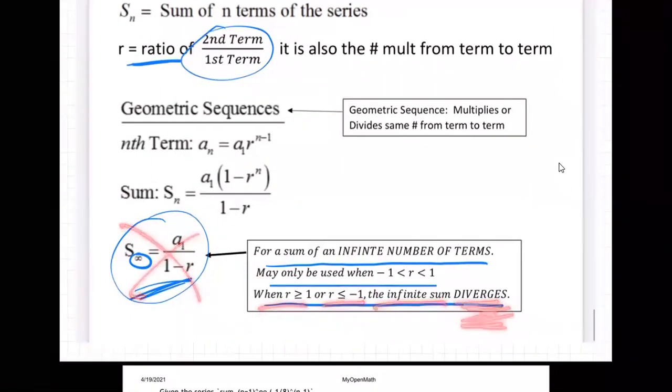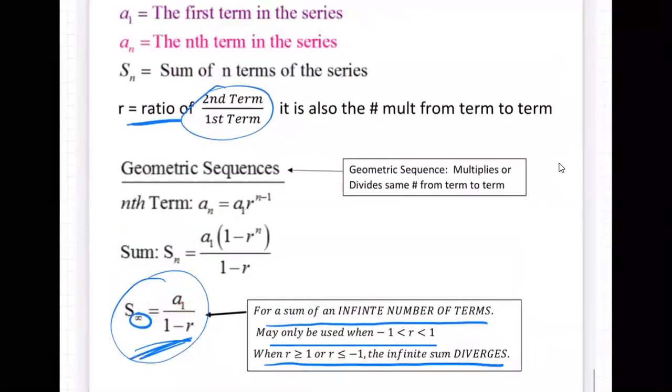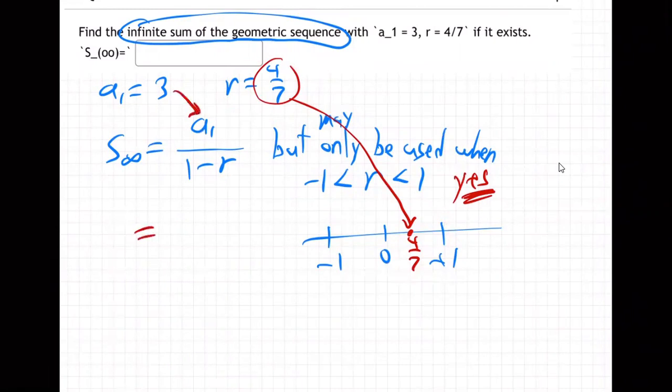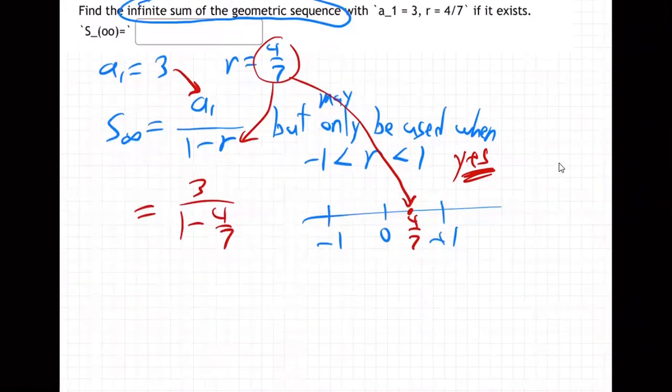But in our case, we're allowed to use it because our R value, 4/7, is between -1 and +1. About a half. So we can use the formula. So let's use it. What's going to be A1? Well, that's 3, over 1 minus R. What's R? 4/7. You can probably just hit the buttons on your calculator. I'm just going to get a fractional answer.